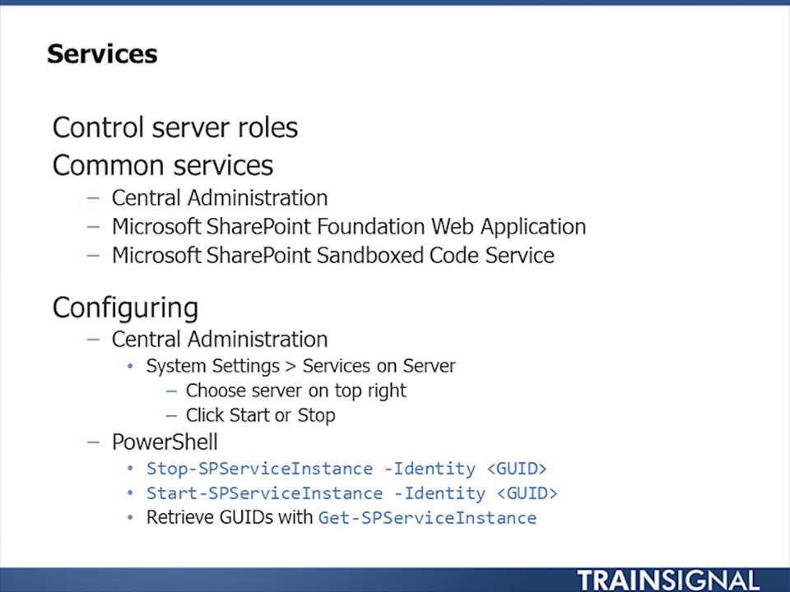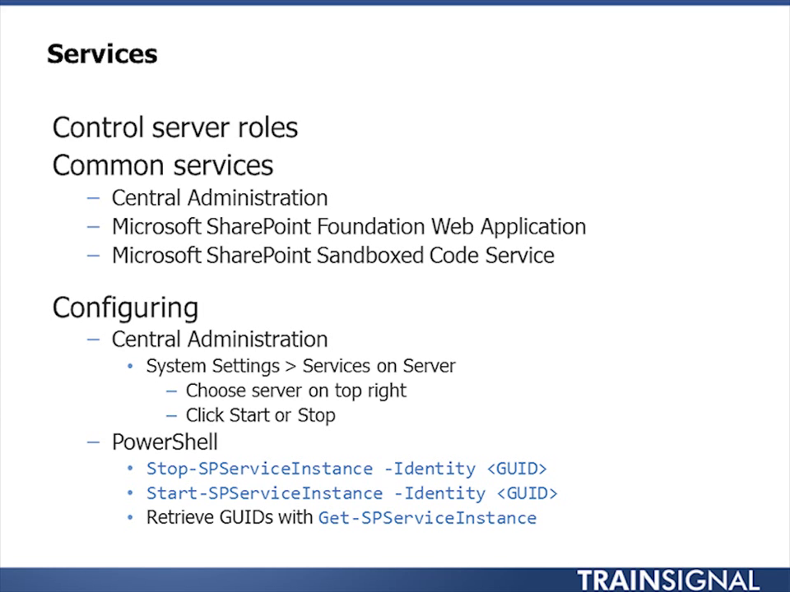Now, there's two different ways that we can manage our services. One way is by going into central administration, and all you have to do is go to System Settings, Services on Server, make sure that you choose the right server up top, and then go to Stop or Start to stop or start the appropriate service. Or, if I want to do this in PowerShell, then what I'm going to do is use Stop-SPServiceInstance and Start-SPServiceInstance to stop and start it respectively.